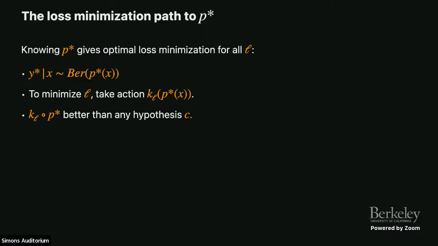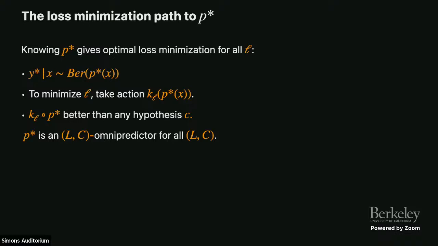It beats everything else. This is an extremely strong loss minimization guarantee. And we felt like it deserves a name because it wasn't clear that it had one. So in terms of a notion, which I'll define formally at some point, we'll say that P star is an L,C omnipredictor for all L and C.